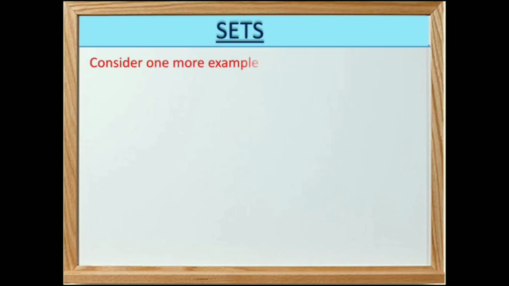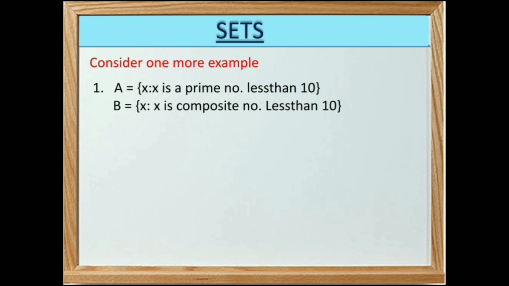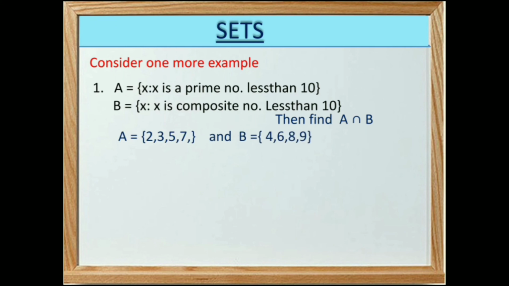Let us consider one more example. Set A is equal to {x such that x is a prime number less than 10} and set B is {x such that x is a composite number less than 10}. Find A intersection B. Children, to find A intersection B, we have to know what elements are present in set A and set B. So we should translate this set builder form into roster form. The prime numbers less than 10 are 2, 3, 5, 7. That's why A is equal to {2, 3, 5, 7}.